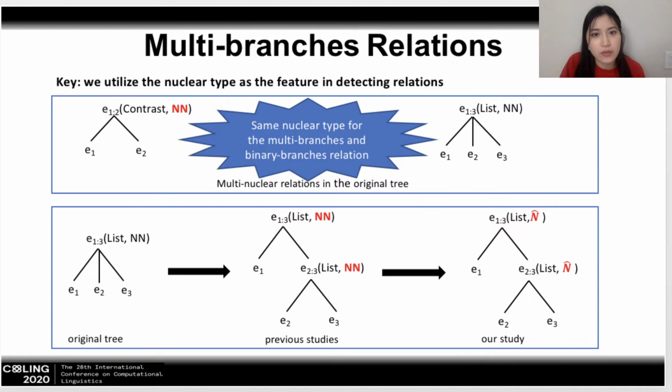Previous studies have found that the nuclearity type is an essential feature in detecting relations. However, we discovered that when a multi-branches node tree is transformed into a binary tree, it will have the same nuclearity type as the binary branches tree. It would be worthwhile to explore a unique nuclearity type for such multi-branches relations in the original tree. Therefore, we come up with a fourth nuclearity type, the N-hat, for the multi-branches relations.